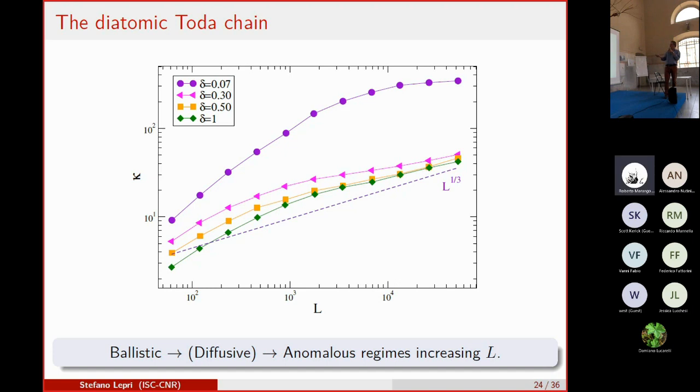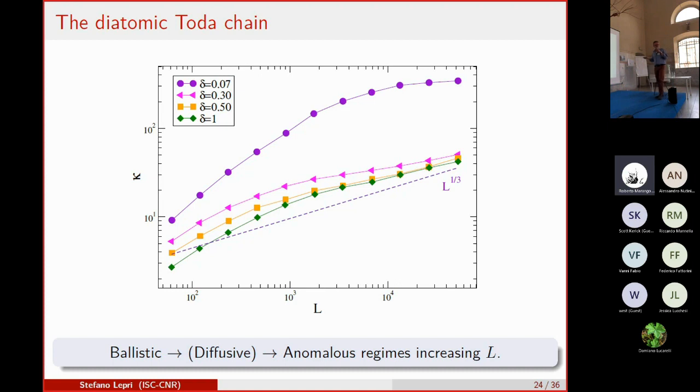Now look what happens when I start with a large perturbation. This is indeed very compatible. Delta equal to 1 means that the masses are very different, so the perturbation is strong. And indeed, you see, apart from the usual finite size effects, this curve follows the expectation. But look what happens when I decrease delta. I go closer and closer to the integrable limit. This curve flattens until I have a situation in which it seems to converge to a constant.